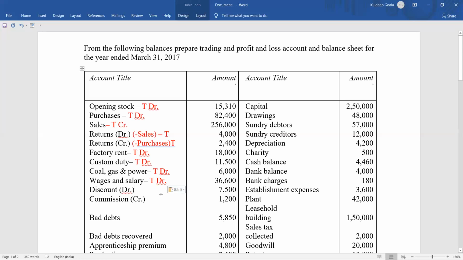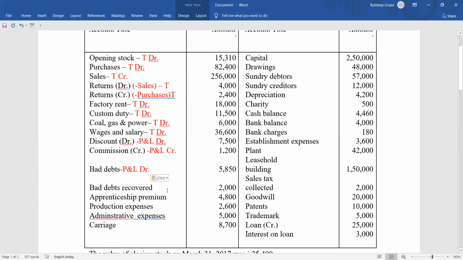Now discount debit. Discount debit will obviously come in the profit and loss, and since it is in debit, it will go in the profit and loss debit side. Had it been in credit, it would have been on the credit side. Then commission credit. Commission credit means it will go in the profit and loss account, credit side. If it were debit, it would go on the debit side. Fine. Then bad debt. It is a loss, so it will go in the profit and loss debit side. It is indirectly related to the business activities.